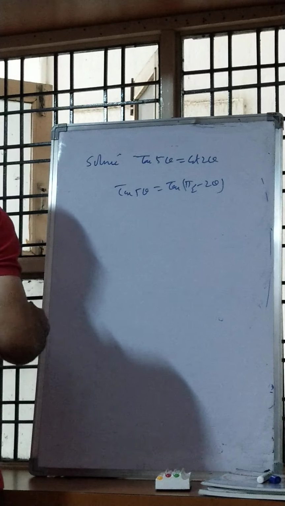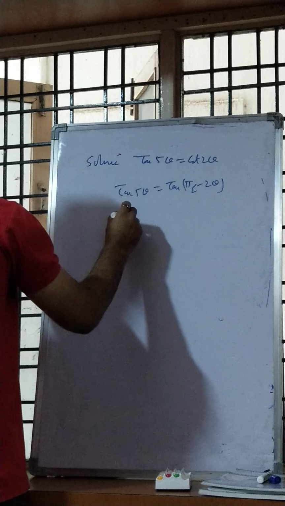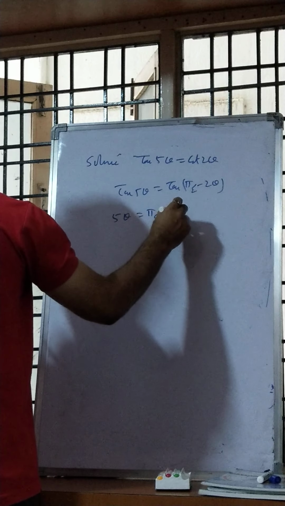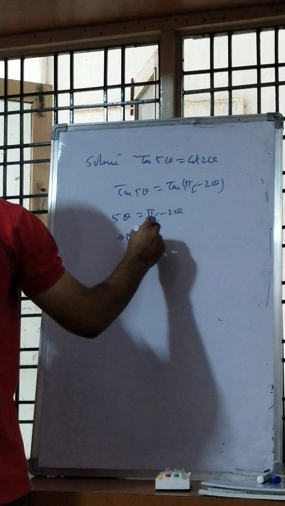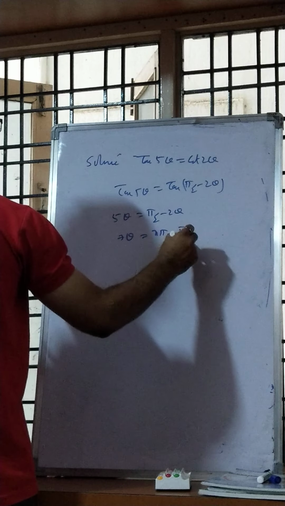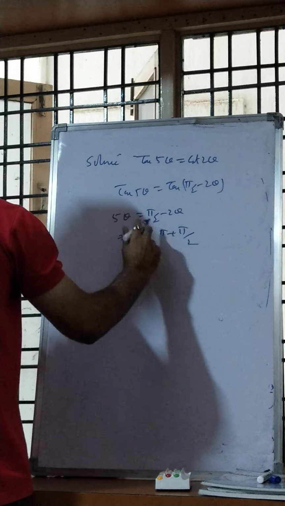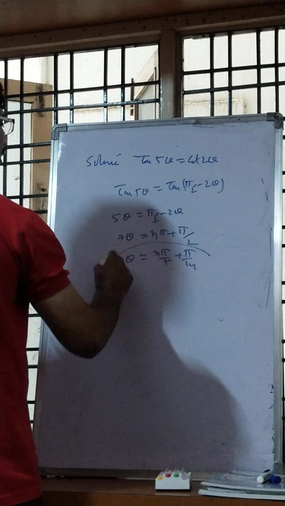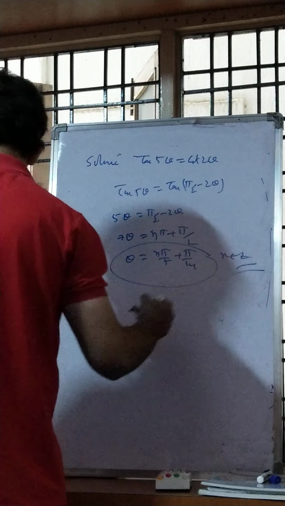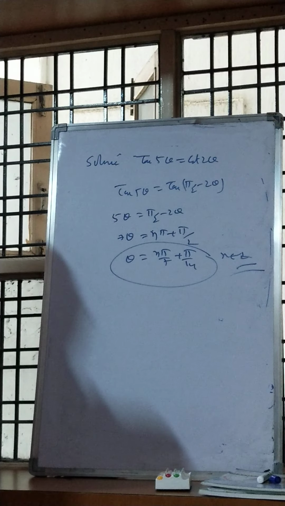Pi by 2 minus 2 theta you can write. That is, 5 theta is equal to pi by 2 minus 2 theta. You will get here 7 theta is equal to n pi plus pi by 2, sir. So theta is equal to n pi by 7 plus pi by 14. What is that? n belongs to Z, sir. N belongs to Z here.